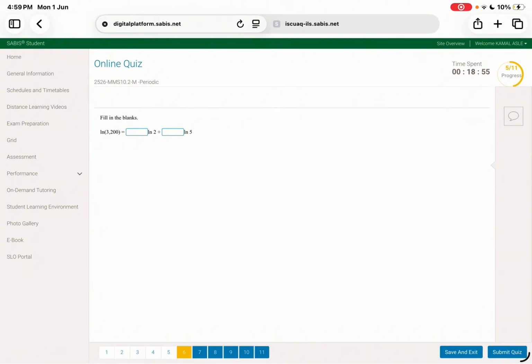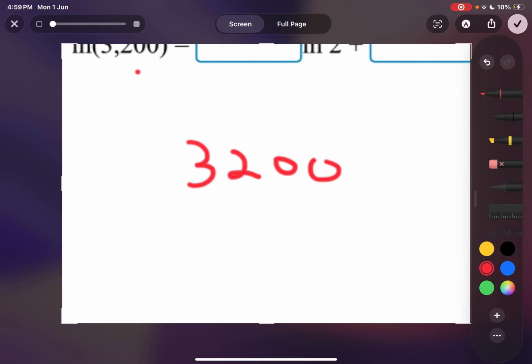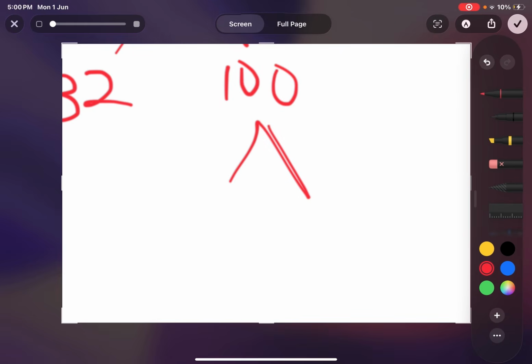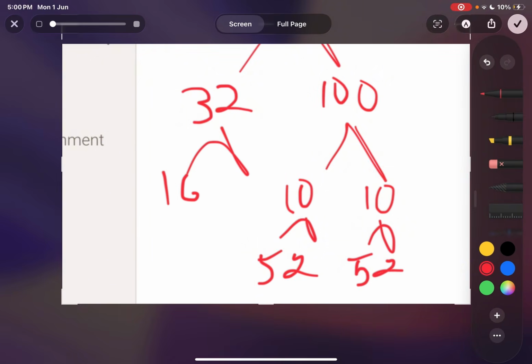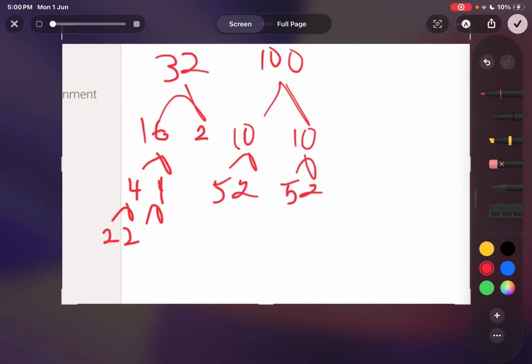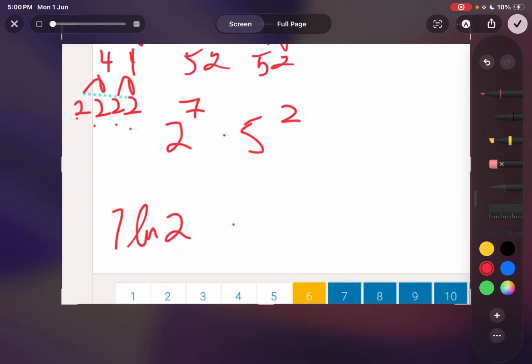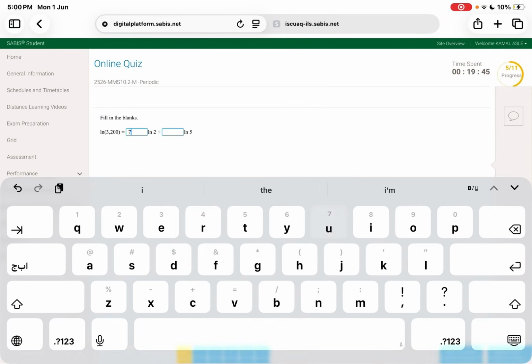Now number 6, also this one, ln of 3200. If you know, 3200 is very simple. I'm just going to do it really quickly. So it's 32 times 100, and 100 is 10 and 10, and 10 is 5 and 2, 5 and 2, and then 32 is 16 and 2. And 16 is 4 and 4, and 4 is 2 and 2, so 2, 2, 2, 2. So there's 1, 2, 3, 4, 5, 6, 7. So 2 to the power of 7 times 5 to the power of 2. So it's 7 ln 2 plus 2 ln 5.